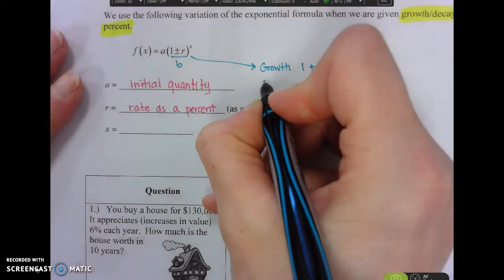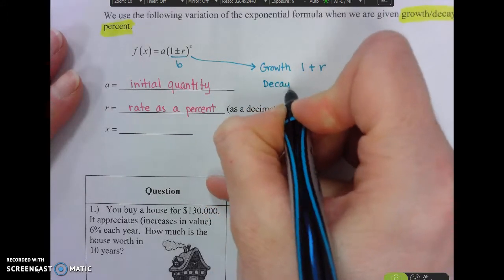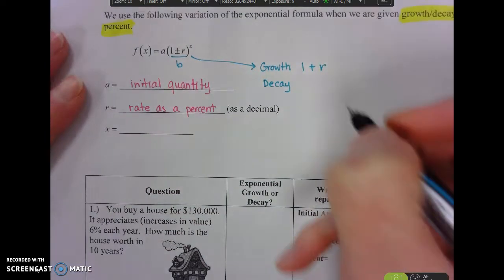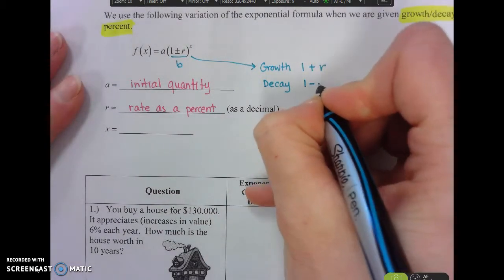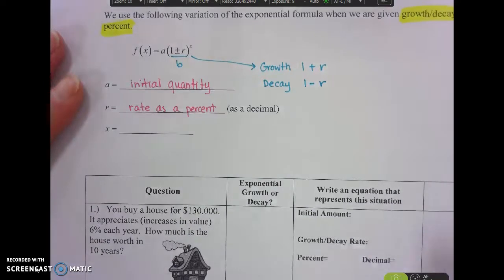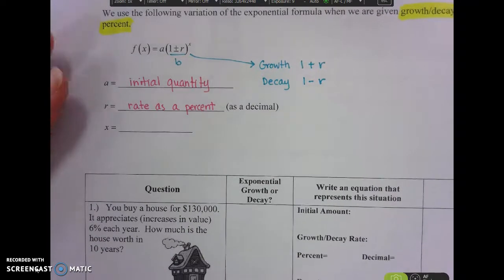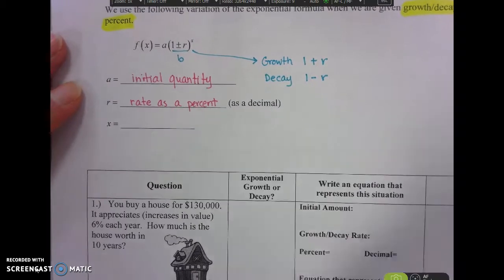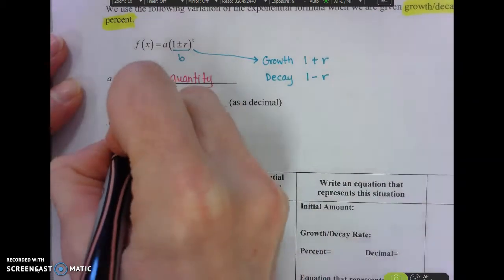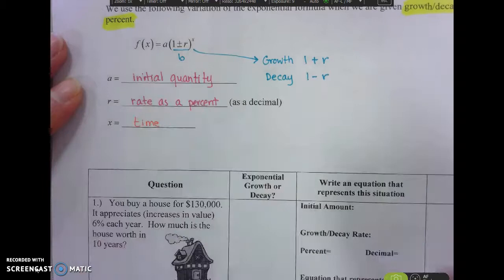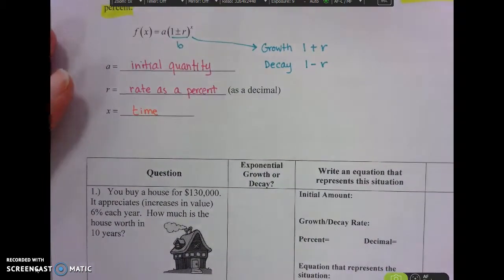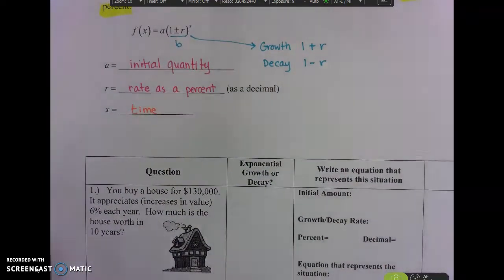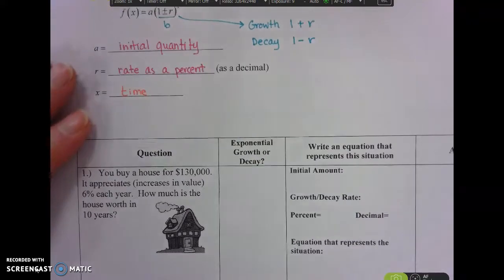Whereas if we have a decay problem, we need our B value to be less than 1, so we're going to do 1 minus our decay rate. And that will get us right where we need to be. Your X value, most of the time in these problems, is time, some unit of measure of time. Okay. All right, so let's take a look.